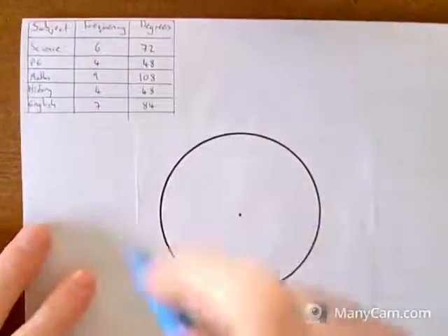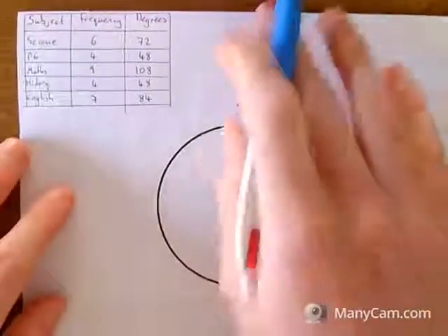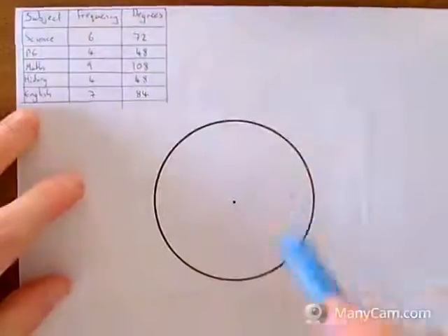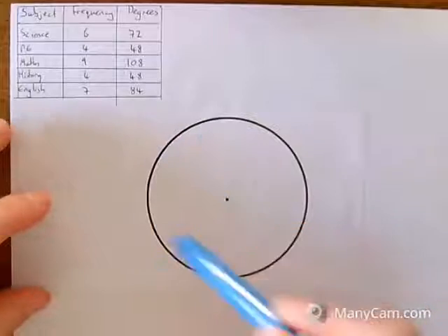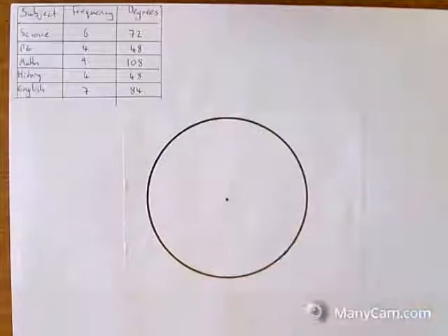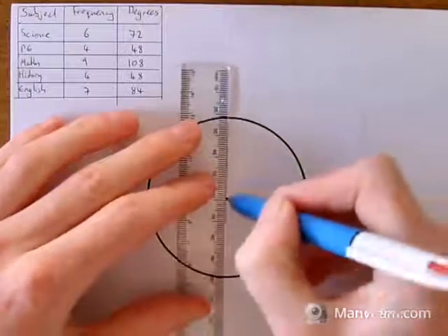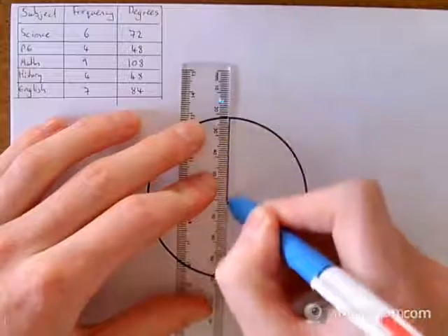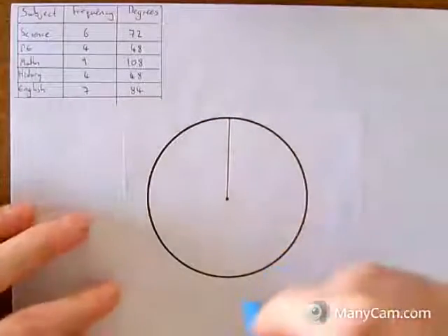So over in the top corner there I've just drawn a little version of the table that we had earlier, and I've already drawn my circle with my centre point. The very first step is to draw a line on my pie chart to start off my first section. So I'm going to draw it from the centre to the edge, I'm going to go straight up, so it looks like that to begin with.